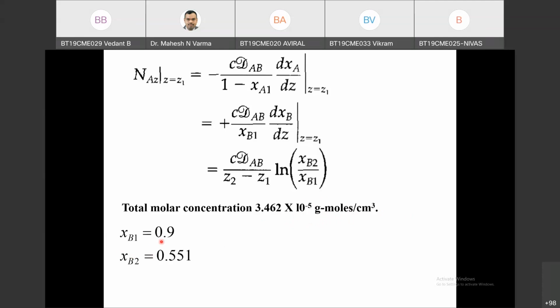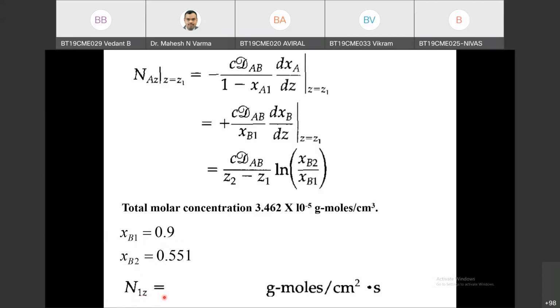So XB1, okay, XB1 is 0.9 and XB2 is 0.55. Okay, XB2 is 0.55, XB1 is 0.99. So it is taken reversed actually. So XB1 is 0.99. So you can say XA1 is P saturated divided by total P. That will be 0.45. So this will be XB2, substituting this.